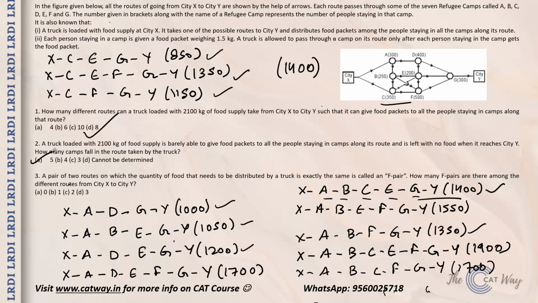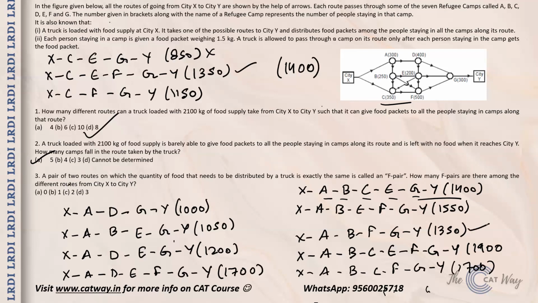And moving on to the third one. A pair of two routes on which the quantity of food needed to be distributed by truck is exactly the same is called an F pair. So how many F pairs are there? What it is saying is that the quantity of food that needs to be delivered is exactly the same. So you have to identify how many of the routes have an equal number of people. No route has 850 people.